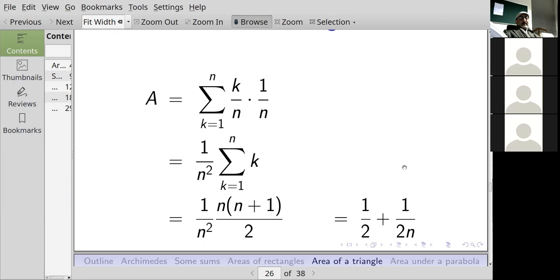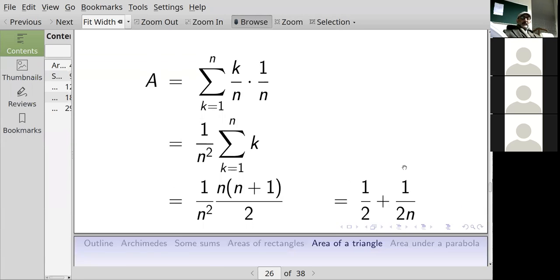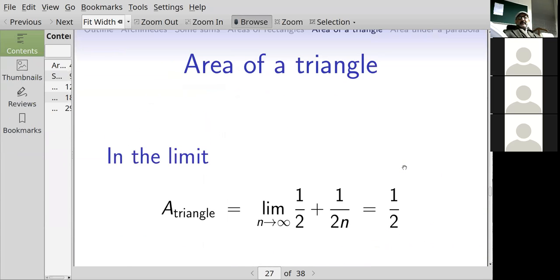Now, the idea is that if I have just a few rectangles, their area and the area of the triangle are somewhat different. But if I take more and more rectangles and I make the width smaller and smaller, then hopefully I get a better and better approximation to the area enclosed by the triangle. Okay? And then what we do is we say, in the limit as n goes to infinity, hopefully we can approximate the area exactly.